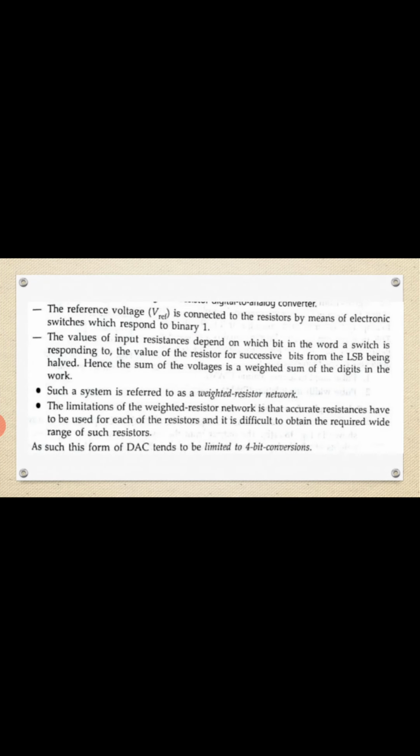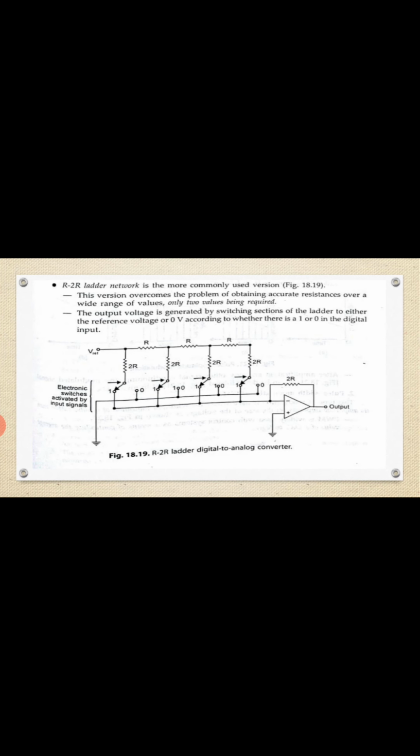Okay, so the next one is the R2R ladder. Here we overcome the problems of the weighted resistor network, because we are using only two types of resistor: one is R and the other is 2R. This version overcomes the problem of obtaining accurate resistances over a wide range of values. Only two values are required here, R and 2R.